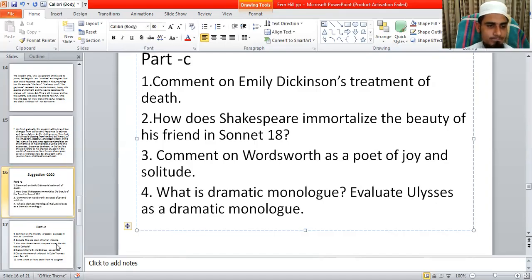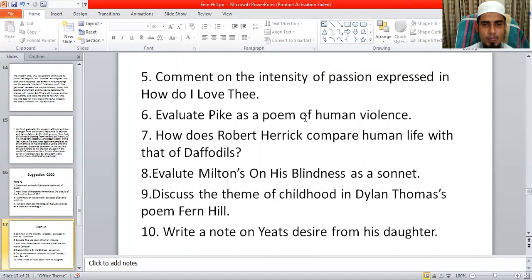And then, here are some more questions. Number 5, comment on the intensity of passion expressed in How Do I Love Thee? How Do I Love Thee is a famous poem by Elizabeth Barrett Browning. From this poem, this question is very important: comment on the intensity of passion, how the poet expresses it here. And then, evaluate Pike as a poem of human violence and horror. There is another question from here, animal imagery, which I didn't mention here. This is very important.